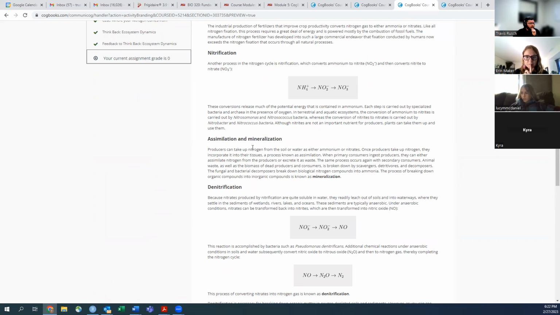So it talks about it can take nitrogen from the soil as either ammonium or nitrates. Yeah, but it doesn't write it out, but it talks about the parts that are involved. At the bottom, it just says the process of breaking down organic compounds into inorganic compounds is known as mineralization. And that's where I was like, okay, I understand that part. But then when you get to the chemical equations, I was like, well, which one of these is going to be correct?